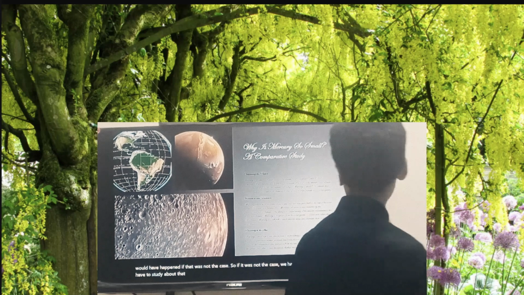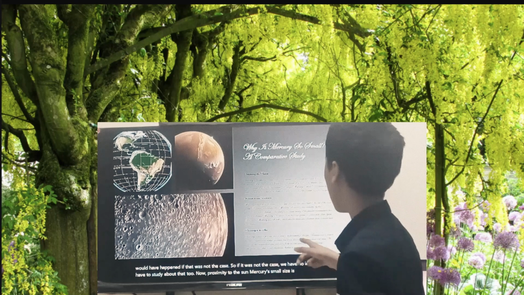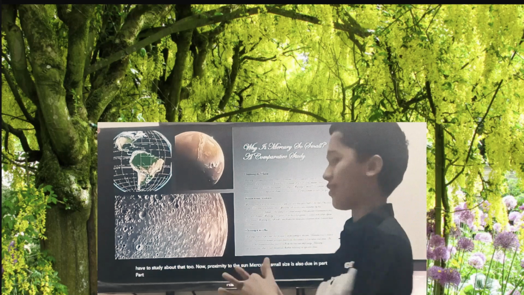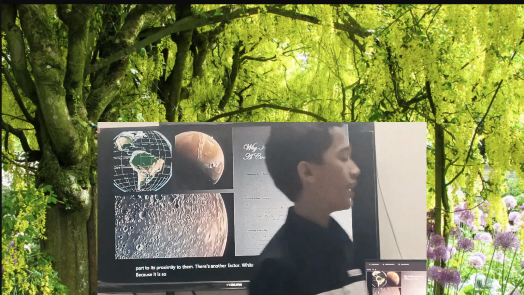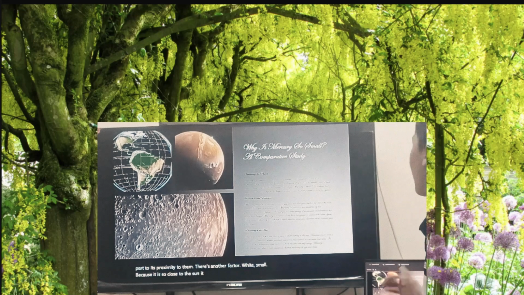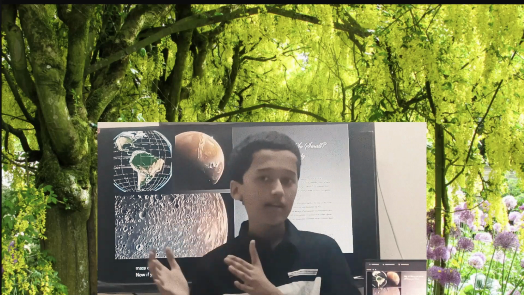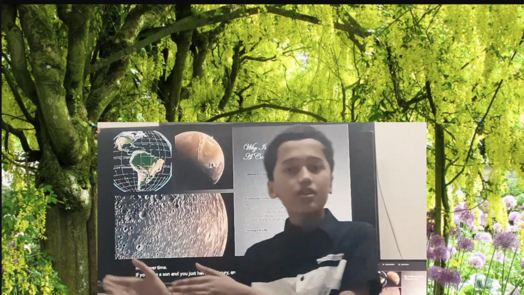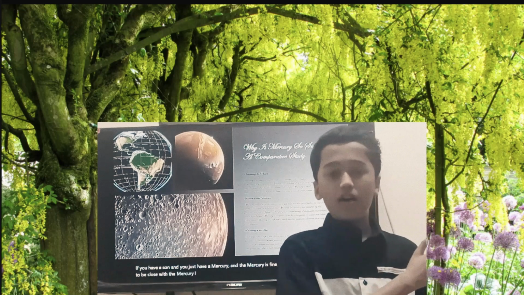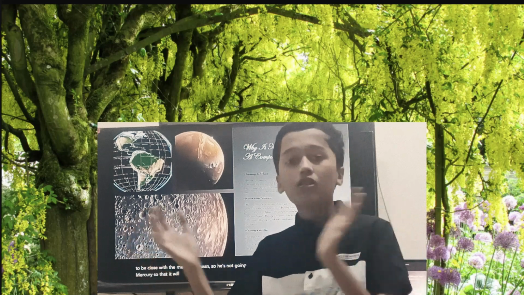Now, proximity to the sun. Mercury's small size is also due in part to its proximity to the sun. There's another factor why it's small. Because it is so close to the sun, it experiences intense gravitational forces that cause it to lose mass over time. Now, if you have a sun and you just have a Mercury, the Mercury is fine. The sun is nearby, close to Mercury, so that it will expand and collide with it.